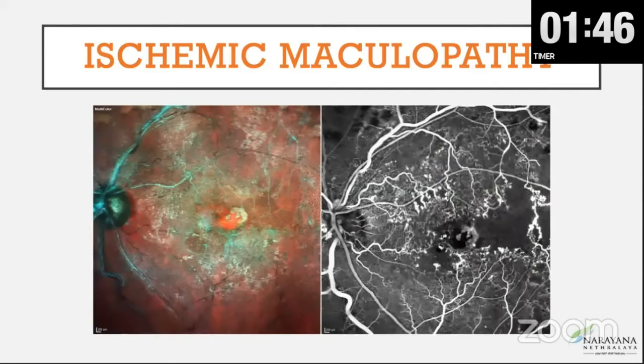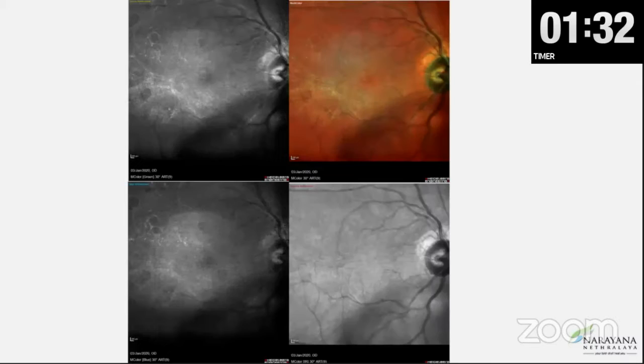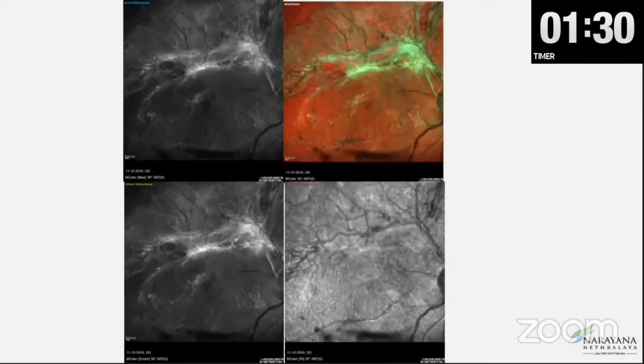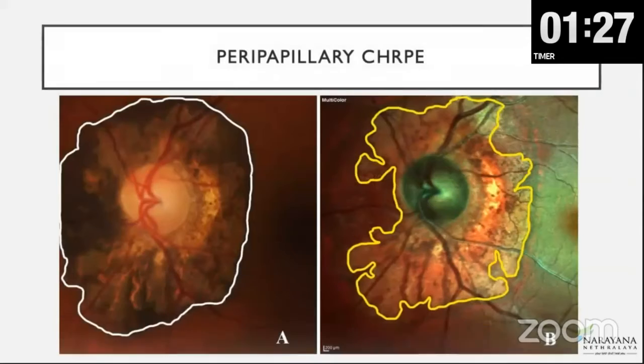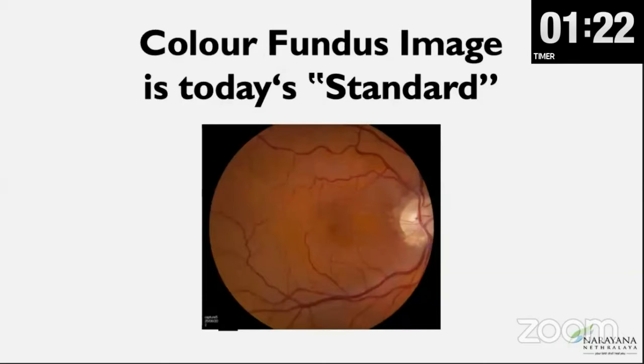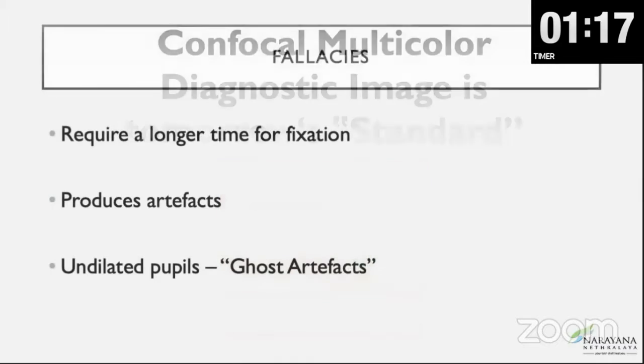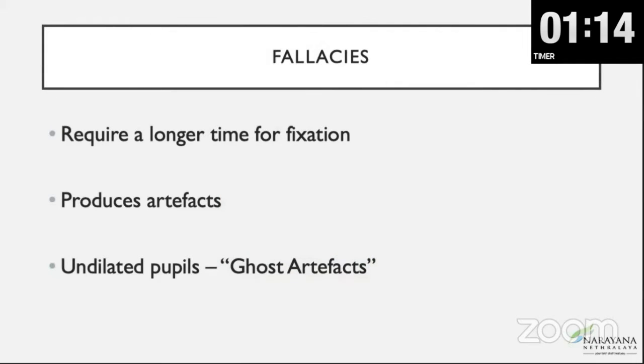Ischemic maculopathy also can be very well visualized, very similar to the FFA. It identifies the level of the lesion, topographical information. We have blue reflectance in hazy media, subtle lesions, and functional information also, and all of this non-invasively. So some more examples here of the ERM and how well it can be delineated topographically. You can mark out so well the extent of the lesion. Also, with color fundus imaging being today's standard, I think there is a possibility that multicolor could be tomorrow's standard. Now, some of the limitations are it does take a longer time to fixate, artifacts again, and sometimes we get something called ghost artifacts with undilated pupils.